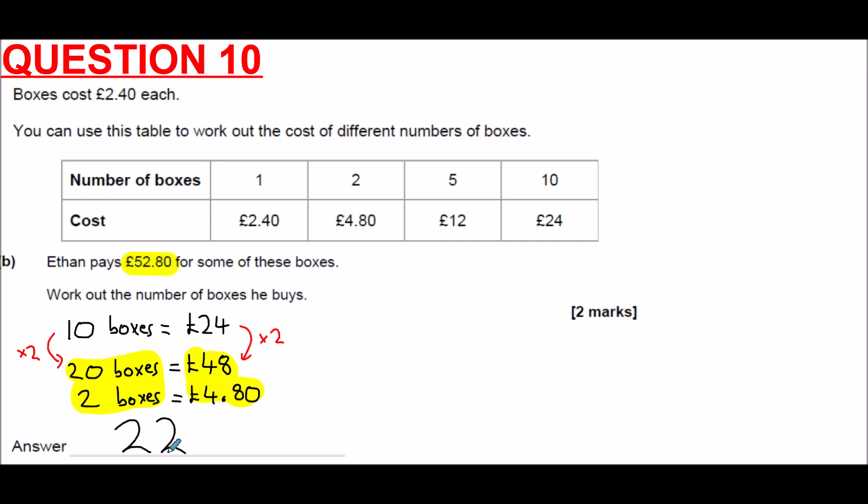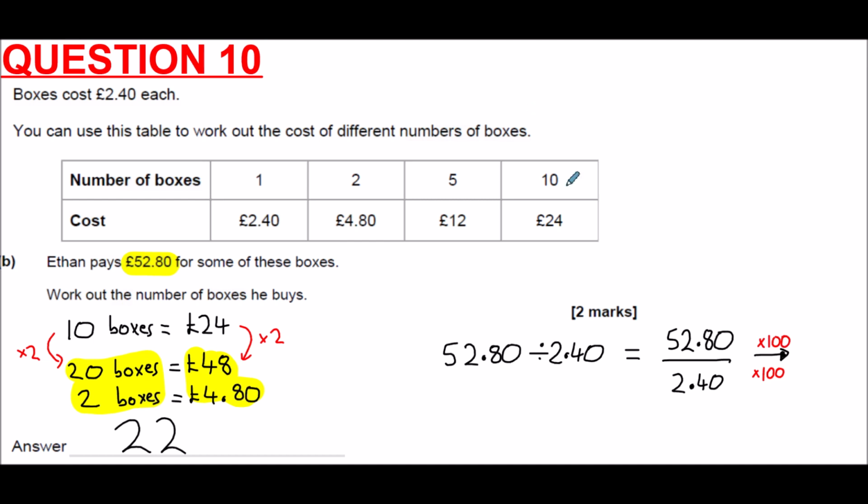I did mention I'd show you a way using division. We could work out the number of boxes he buys by taking the amount Ethan spends, £52.80, and dividing that by the cost per box, which is £2.40. So if we set this out as a fraction, and then look to eliminate the decimals, both these numbers here have 2 decimal places, and so what we can do in effect is get rid of these decimals by multiplying the top and the bottom by 100. And if we did that, we get 5280 on the top and 240 on the bottom.